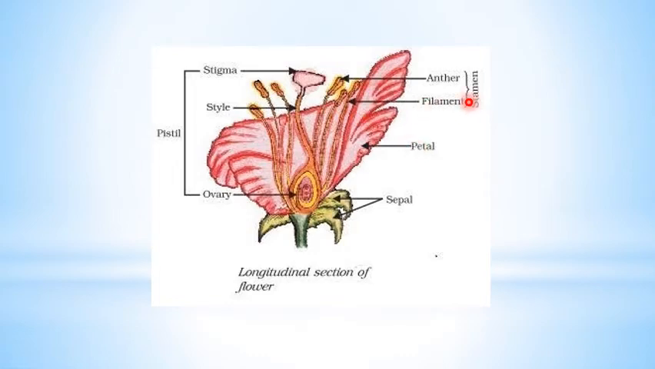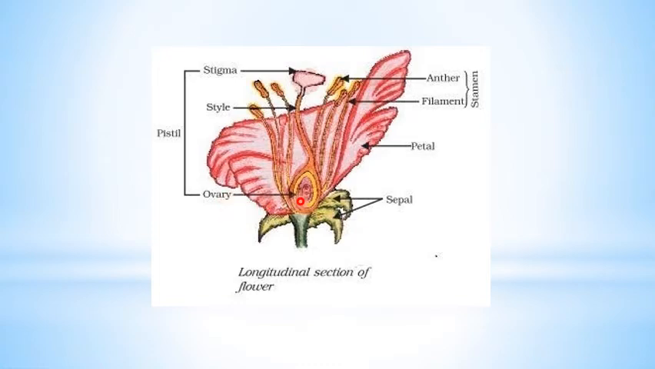Sepal and petal are the non-essential parts of the flower, whereas the stamen, that is the male reproductive part, consists of the anther. This is the bilobed structure, which is the anther, and this thread-like structure is the filament. Together they form the stamen, the male reproductive part, and this is the pistil, that is the stigma, style and ovary. It is the innermost whorl of the flower.